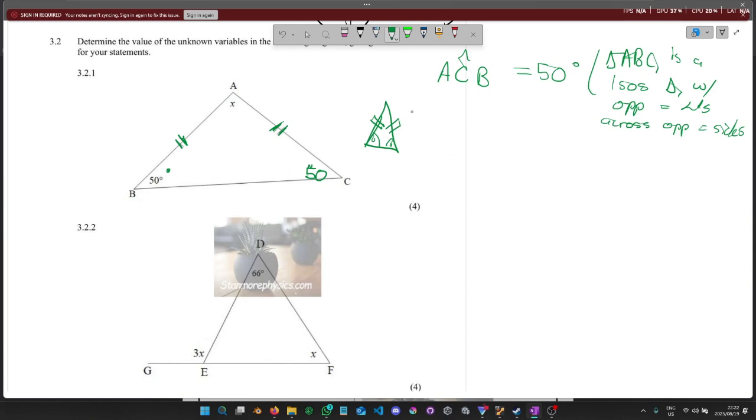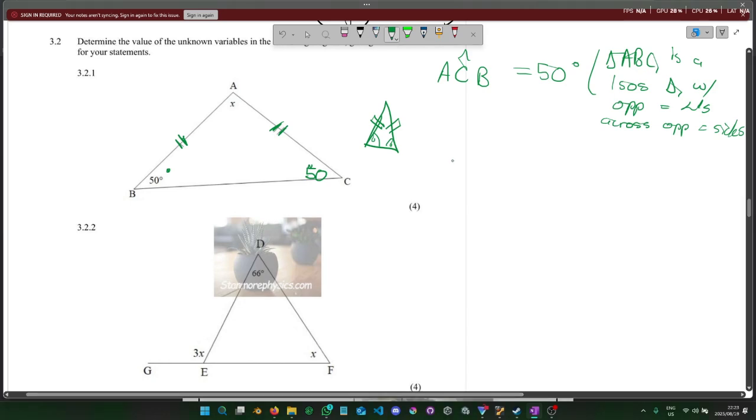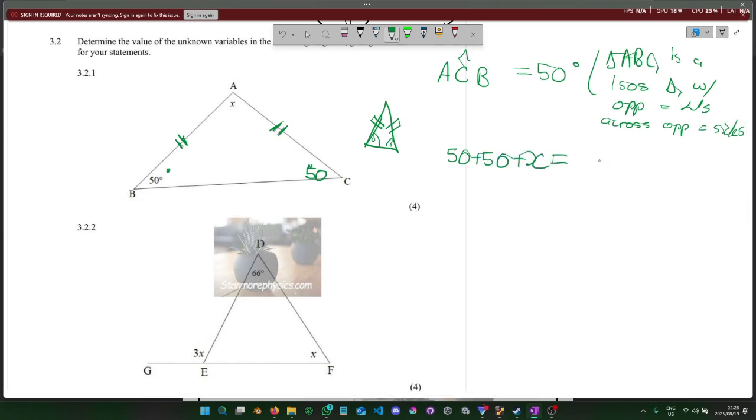Well, this is a triangle, right? And we know that the angles of a triangle add up to 180. So if we say 50 plus 50 plus 6 plus x is equal to 180 degrees. All right. So that will be 100. 100 plus 6 plus x is 180. x is equal to 180 minus 100. x is equal to 80 degrees.